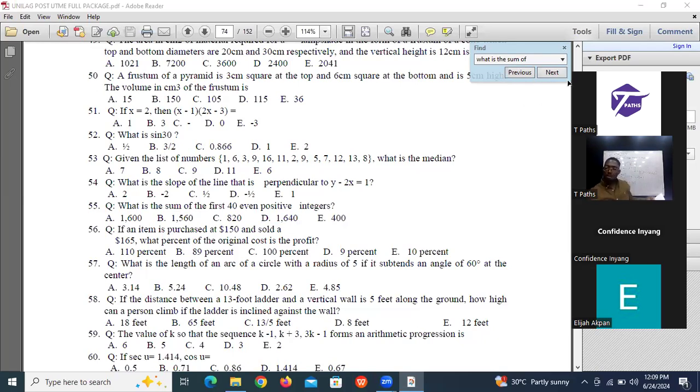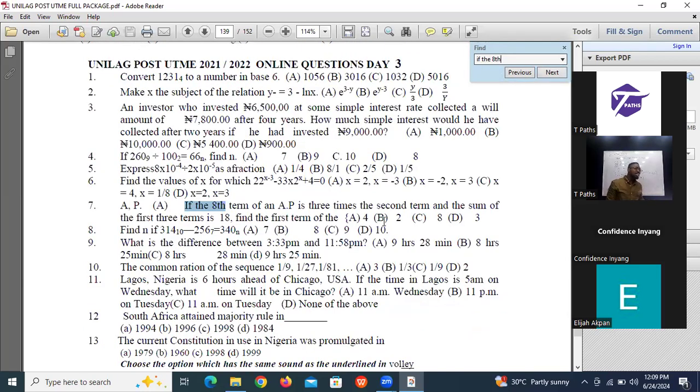Now we have another problem here that says if the 8th term of an AP is 3 times the second term, and the sum of the first 3 terms is 18, find the first term. Okay, let's solve the problem together.